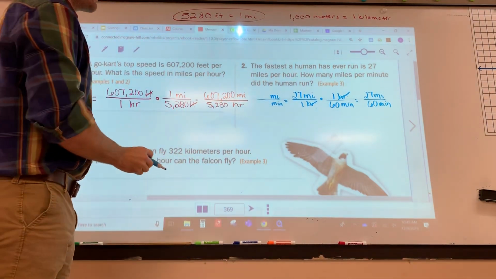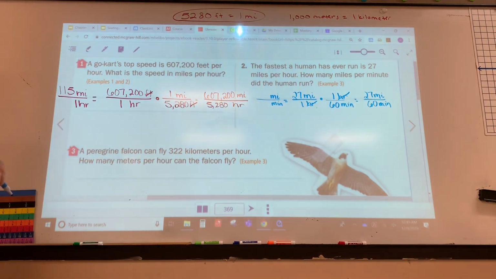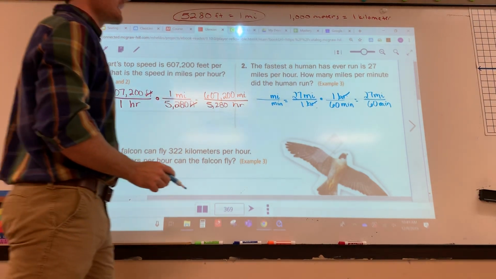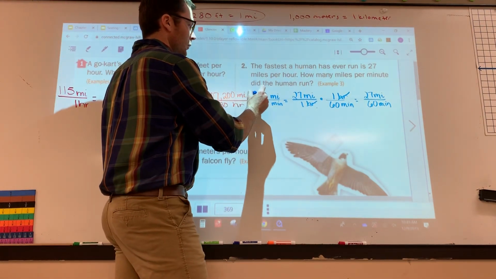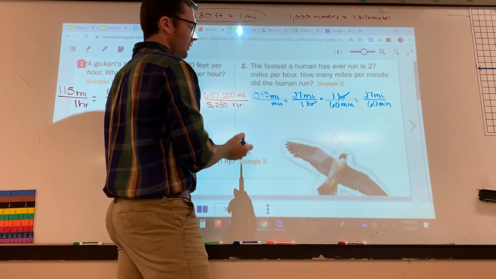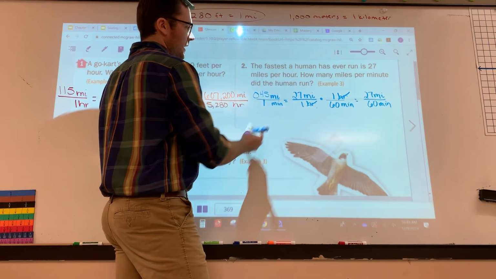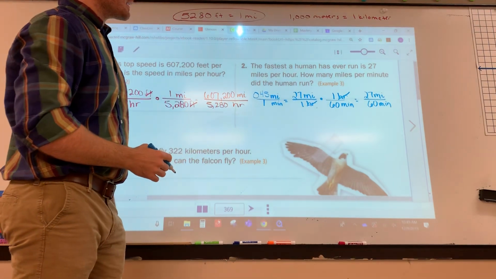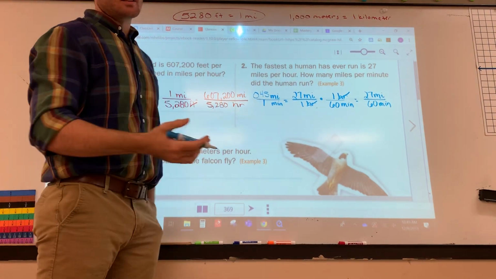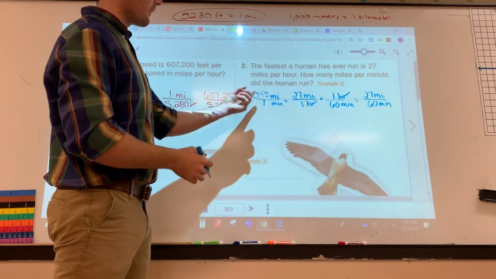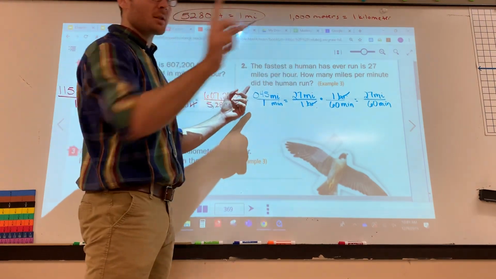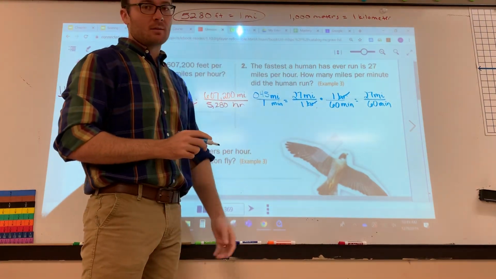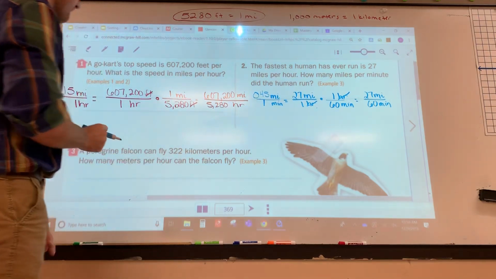So whenever I divide that, 27 divided by 60 is 0.45 miles in 1 minute. So 45 hundredths is almost half of a mile. So this person can run half a mile, which is 2 laps around a track, in 1 minute. That is pretty insane.